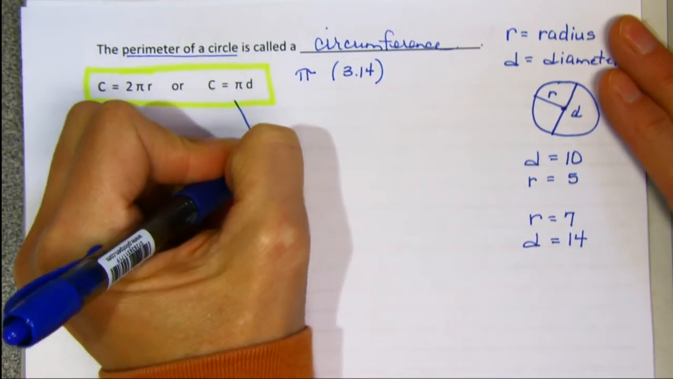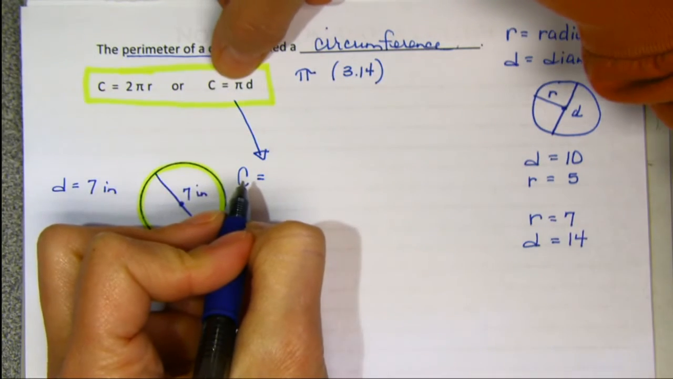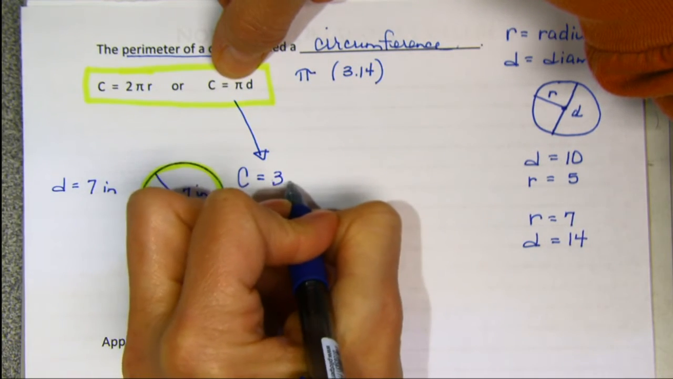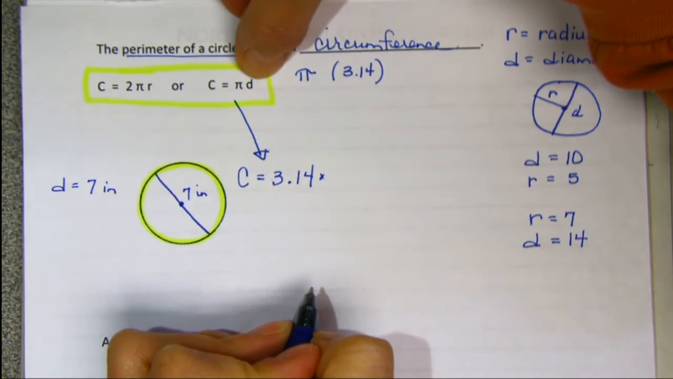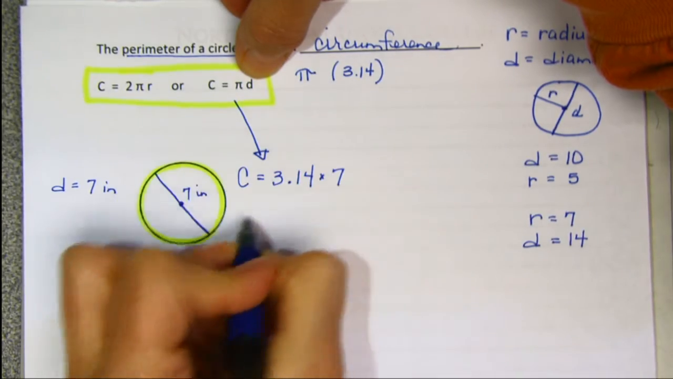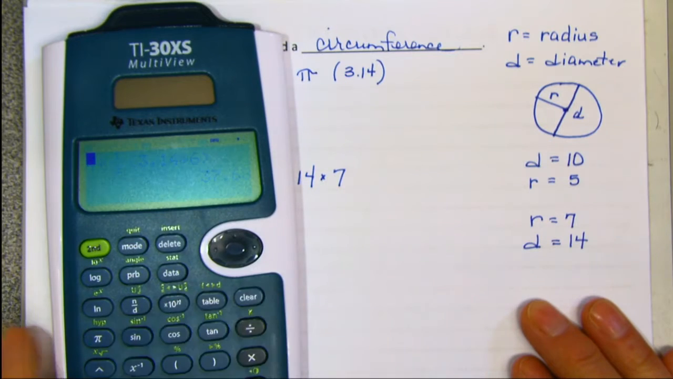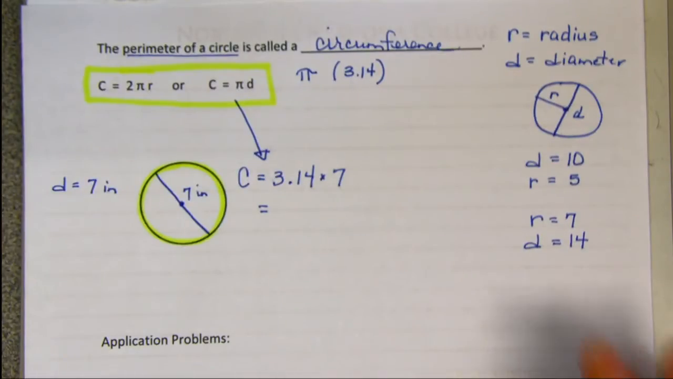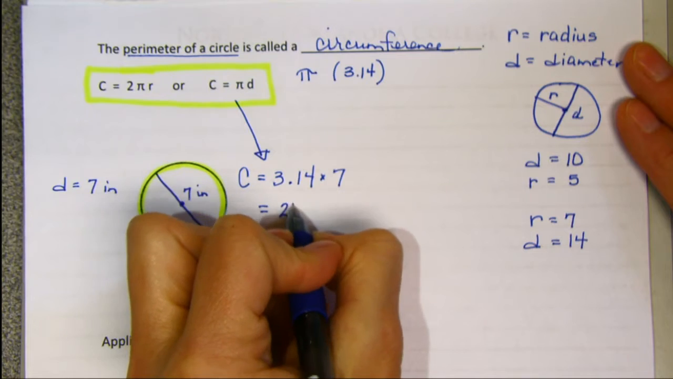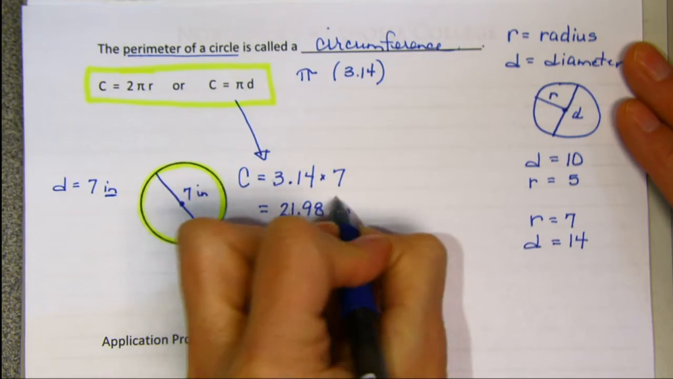If you're given the diameter, then you're going to use this formula. So I'm going to use that formula, and we're going to say circumference equals, and in place of pi, I'm going to put 3.14 times the diameter was given as 7 inches. So I'm going to multiply 3.14 times 7, and I get 21.98. And then don't forget to always include the units, which is inches.